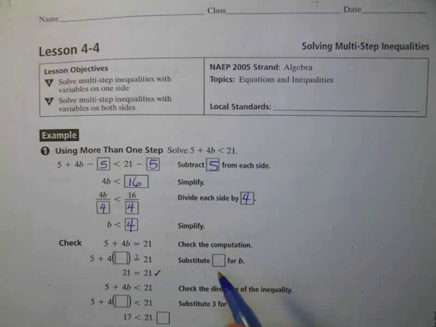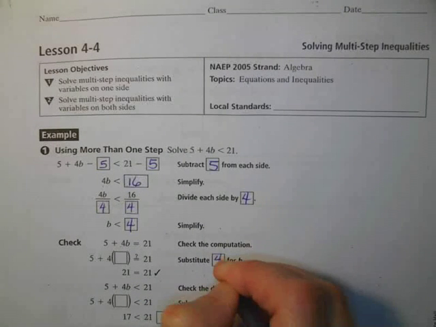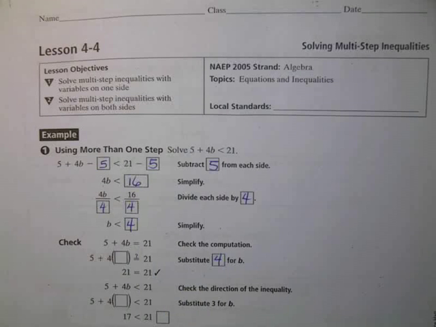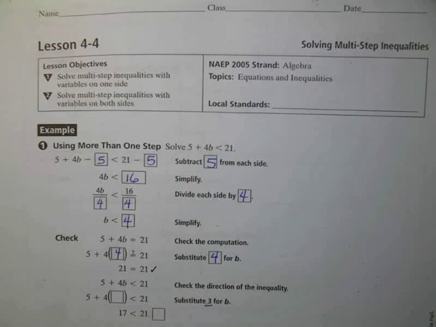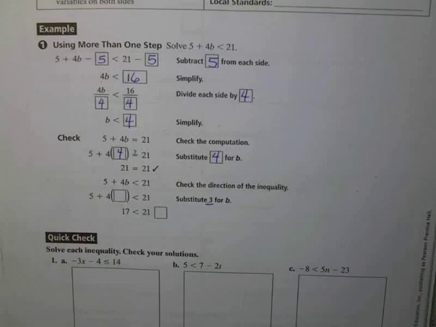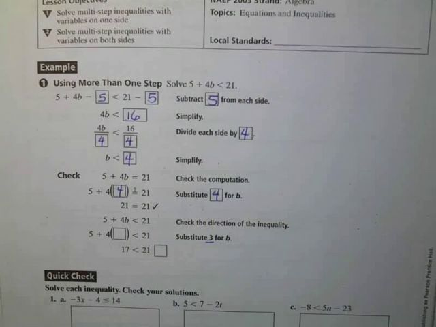Here again I'm going to check by computation, just substituting in the number that I got for b. So 5 plus 4 times 4, which is 16, so 5 plus 16 is 21, that part checks. Check the direction of the inequality, substitute 3 for b. I can substitute any number that's less than 4 for b. Since we're going with the sheet here, we'll just use the 3 that it asks us to do.